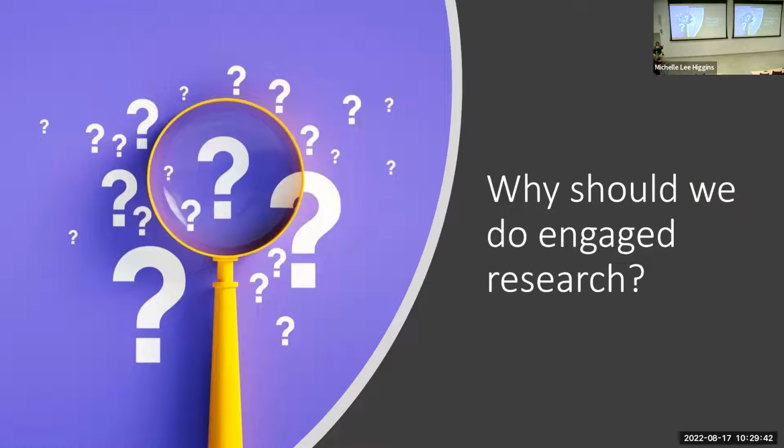Okay. Why should we do this? I've laid out, really big picture, a little bit of a moral argument for that. We should be doing this. It's important. It's part of our land grant mission. We should be doing science to benefit society.